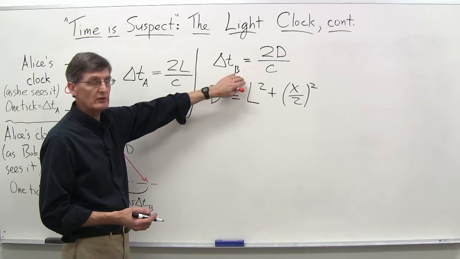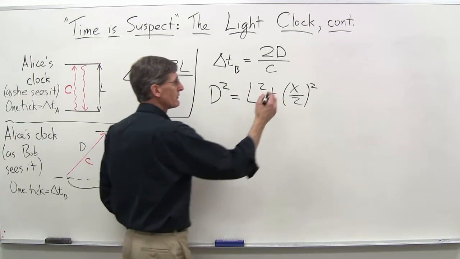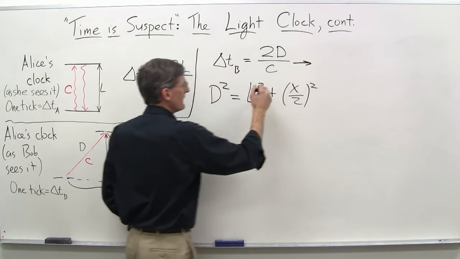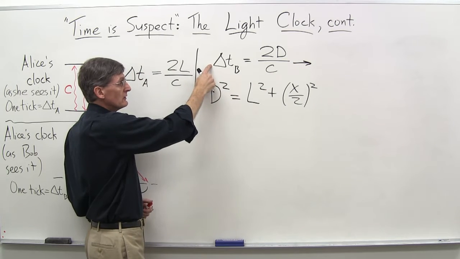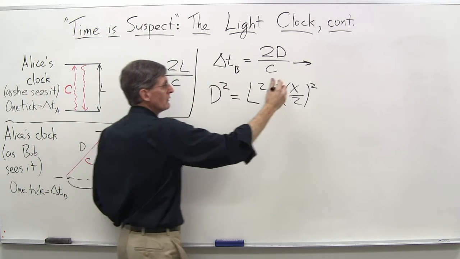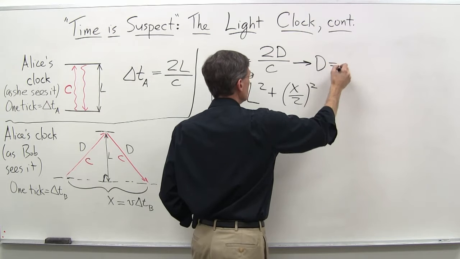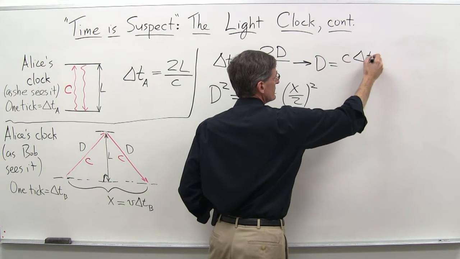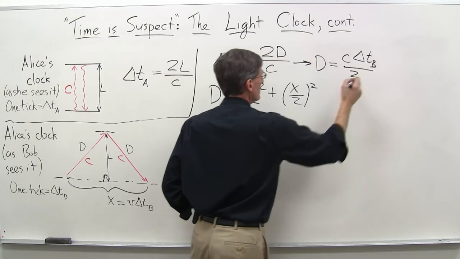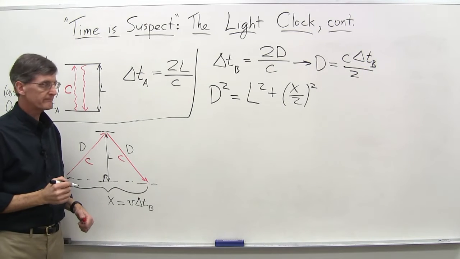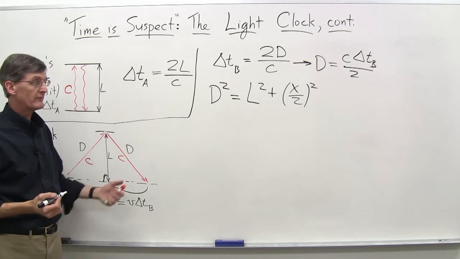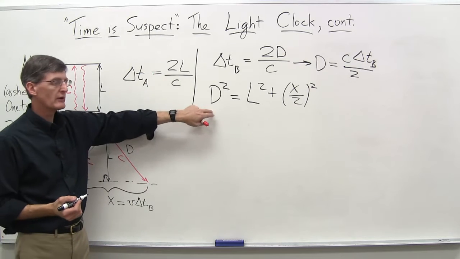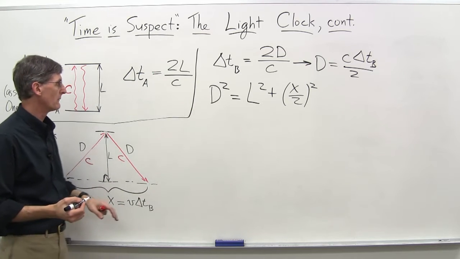From this equation here, if we rewrite this, pull the c over here and divide each side by 2, we can see that d equals c delta TB over 2. That's good news, because now I can square that and plug it in here. We'll do that in just a minute.